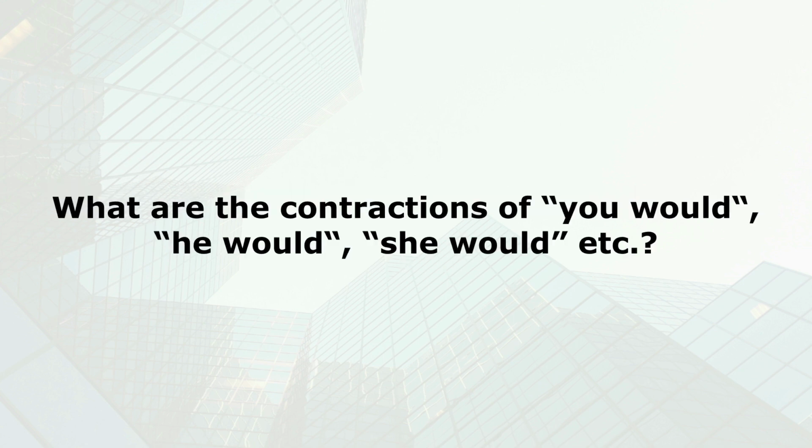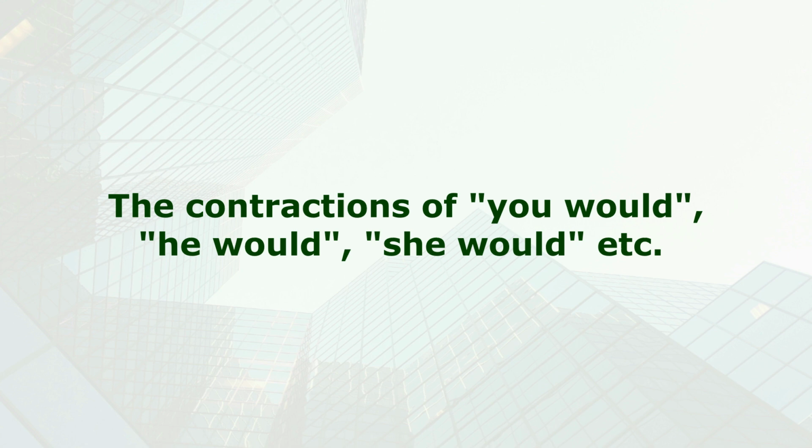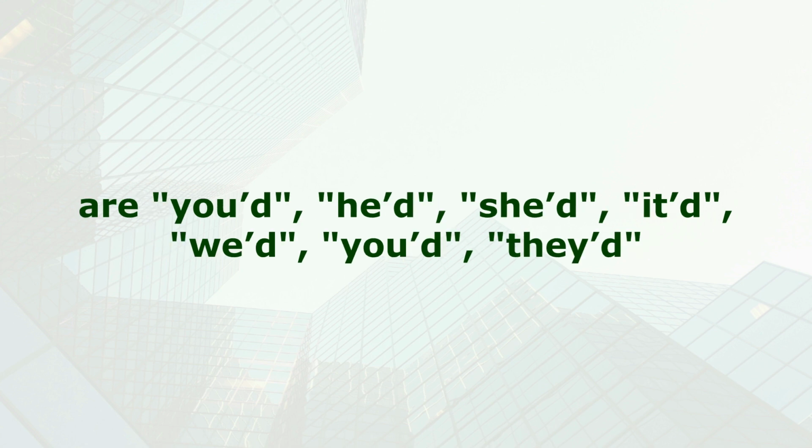What are the contractions of you would, he would, she would, etc.? The contractions of you would, he would, she would, etc. are you'd, he'd, she'd, it'd, we'd, you'd, they'd.